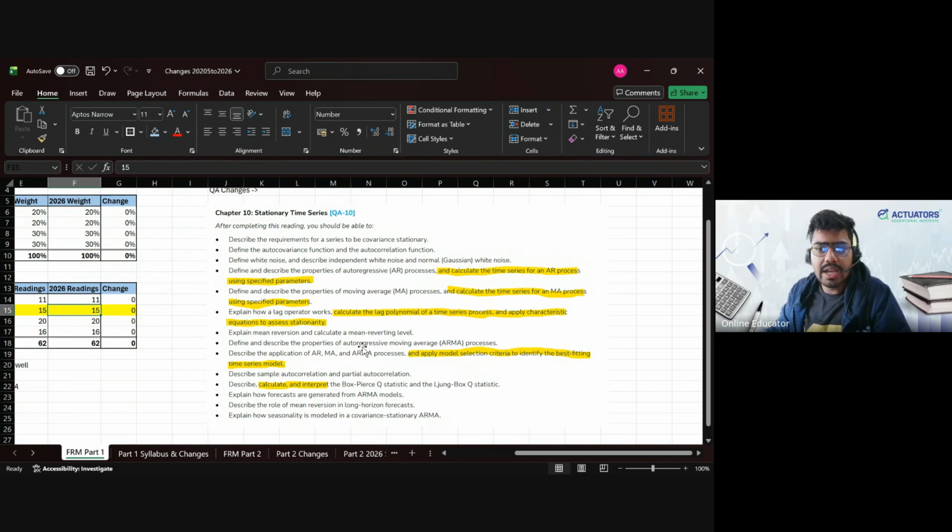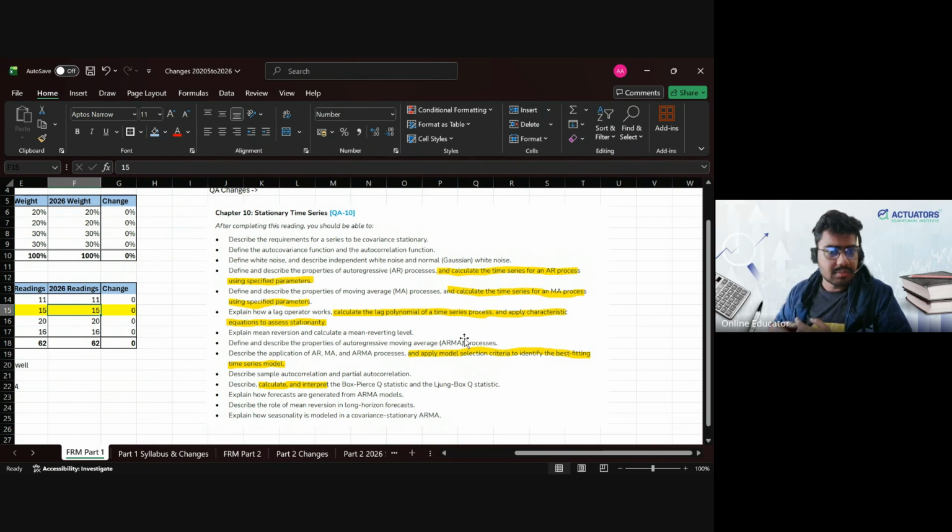They are asking us to calculate AR processes as well and understand it. They are asking us to calculate MA processes. They are asking to calculate lag polynomial of time series processes. So it has moved to a more analytical portion. You will not be just limited to understanding it, but also calculate these AR series, MA series as well. So we are progressing towards more in-depth studies right now. These are the only changes that have happened in QA, and everything remains the same.